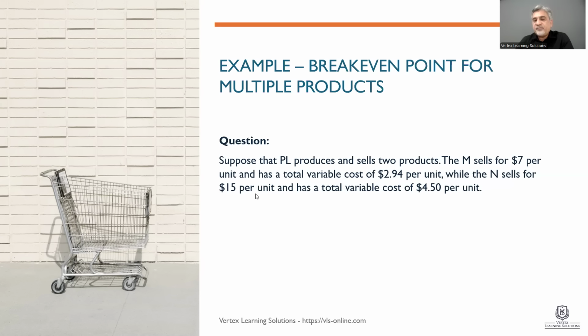So N is selling for 15, variable is 4.5, so 15 minus 4.5, that is going to be the contribution from each unit of N. So we always need this data, how much is the selling price and how much is the variable cost, so that we can calculate the contribution. And the data is given.